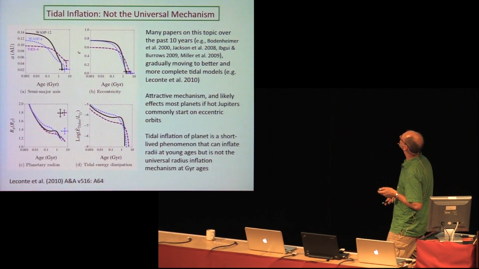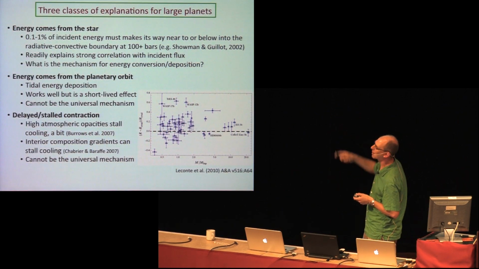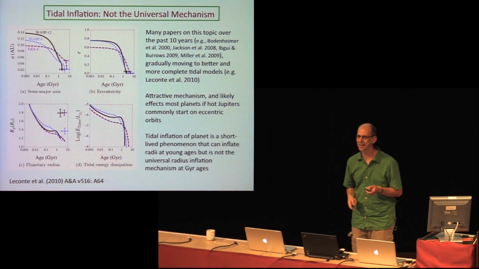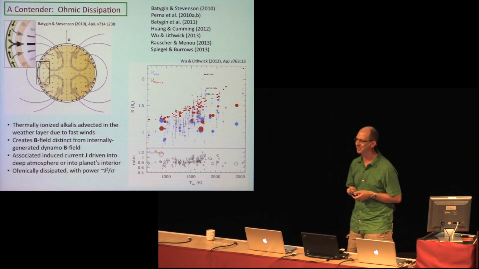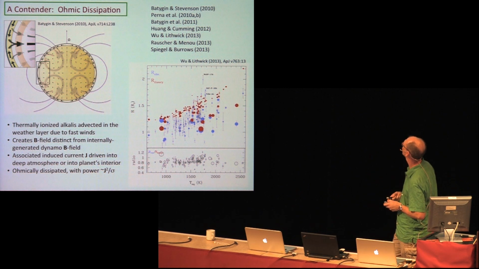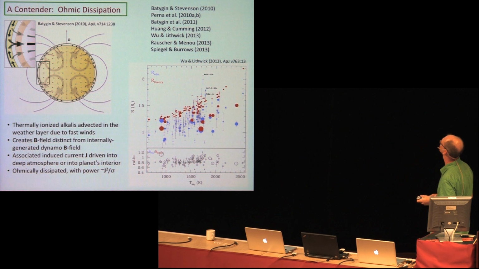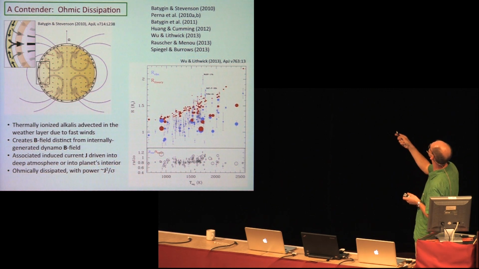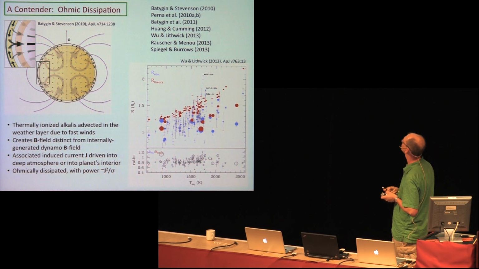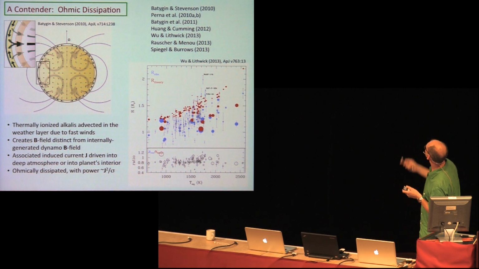So I want to talk about two contenders, potentially, where energy comes from the parent star. I can't spend a lot of detail on these, but there are a lot of papers, so you could certainly investigate if you want to as well. One that people have probably heard a lot about is ohmic dissipation. This is first from a paper from Batygin and Stevenson, and also from Perna et al. around the same time. The basic idea, there's a lot of work up here.